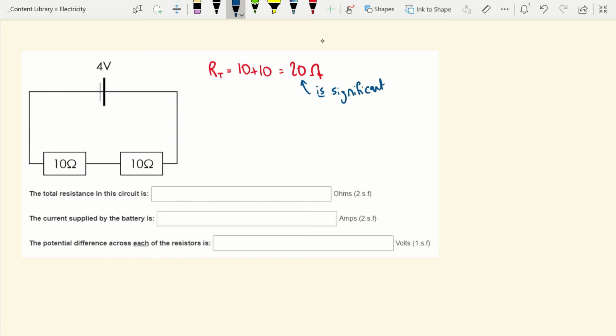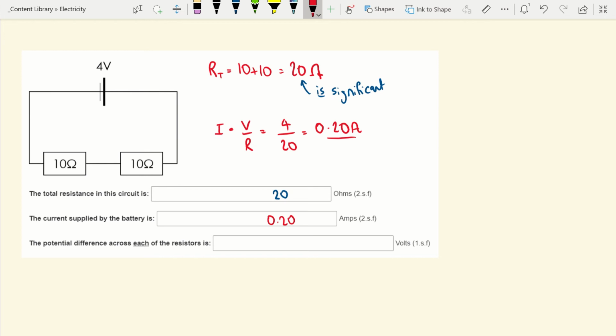Okay, so we can write our 20, and it's already got the unit of ohms, so we don't need to do anything else. So the current supplied by the battery, we already did the rearranging part in the last question, so I'm just going to use that. So we have I equals V over R. We've got the total potential difference is 4, the total resistance is 20. So essentially, we're going to end up with half the current that we did last time, 0.20 amps, and it wants it to two significant figures, so I can just write in there 0.20.